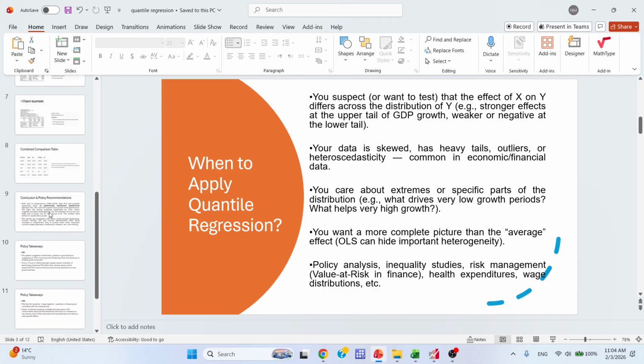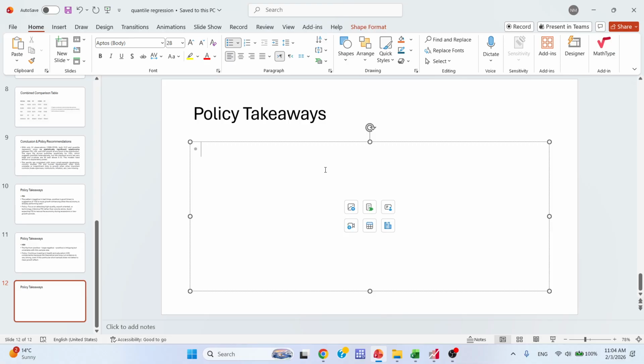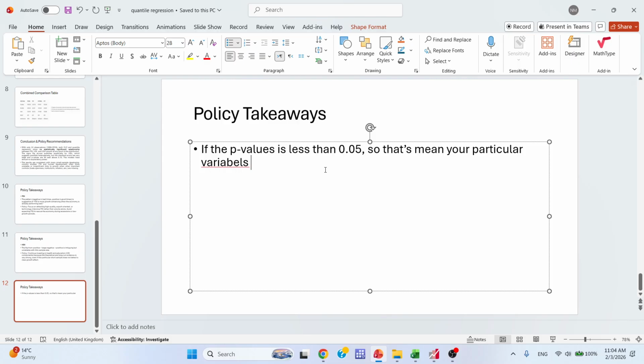So this is how you can obtain the results of OLS and quantile regression. And let me write something here for you about significance. If the p-value is less than 0.05, that means your particular variable is showing significant results.